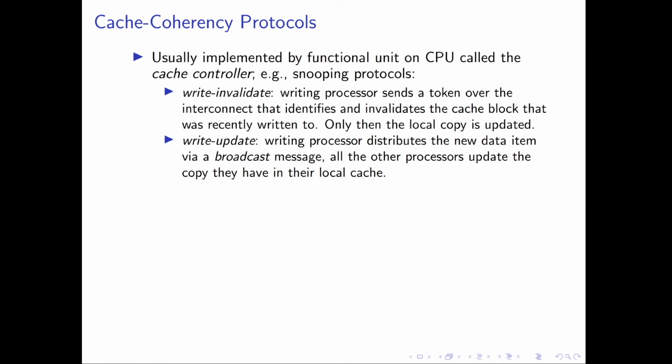And those two snooping protocols that I just showed you are called write invalidate. The writing processor sends a token over the interconnect and then sends an invalidate message and then can update its local copy. And the other protocol is called write-update, where the writing process distributes the data via broadcast message, and all the other processors update their local copy.